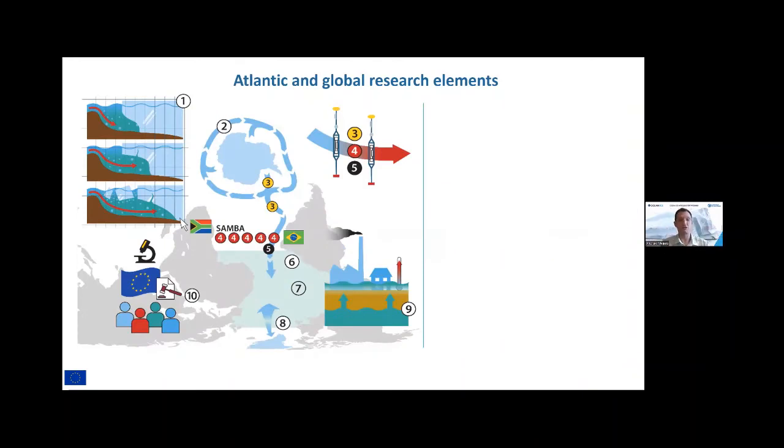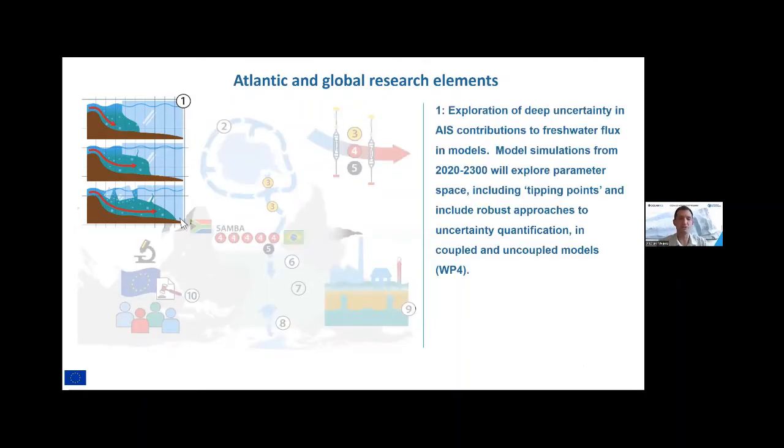So now zooming out a bit to look at the Antarctic in its global context. We'll be undertaking a number of global research elements. So the first will be exploration of the deep uncertainty. So this is really looking at that question of how the ice sheet will melt into the future. So we'll be running model simulations, both coupled and uncoupled, over the coming century, but also to 2300. The Antarctic ice sheet is a very long-term process, and we believe that starting to plan on multi-centennial timescales is not unreasonable to start delivering to policymakers, because it's a problem that won't be going away.